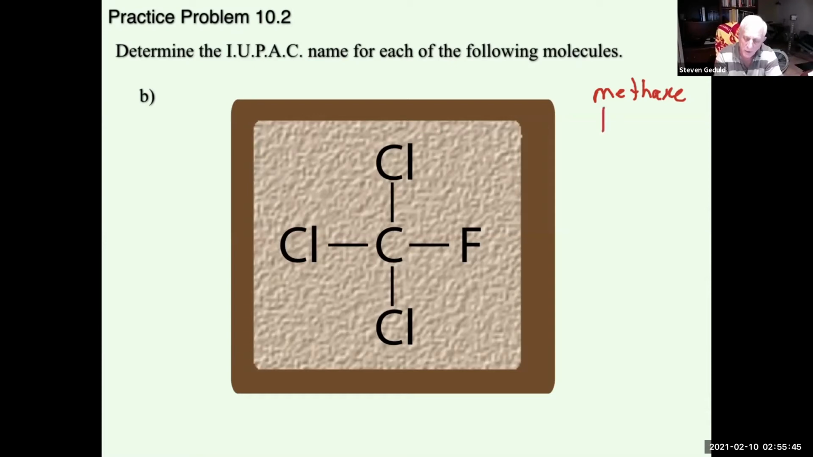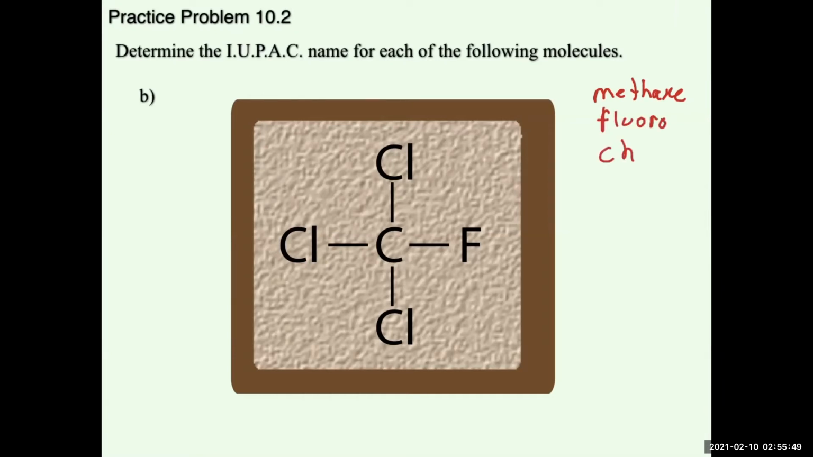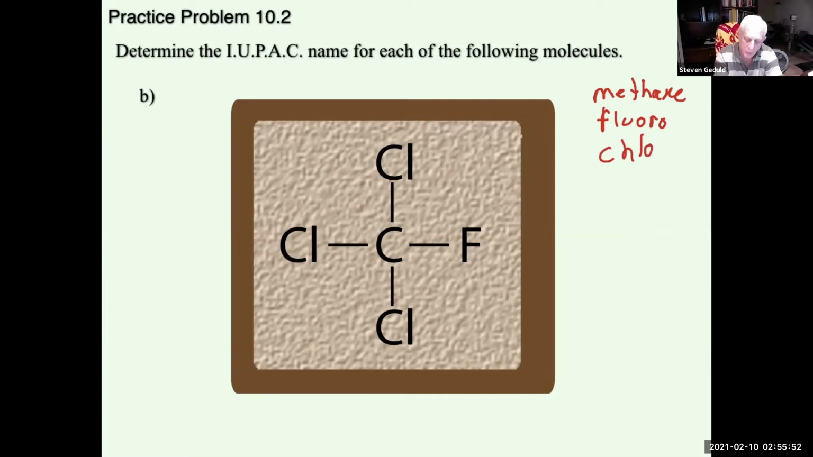And the chlorine is trichloro. We put 1, 1, 1 in front of it, but you don't really need to with only 1 carbon. So we put it together, we have trichlorofluoromethane.